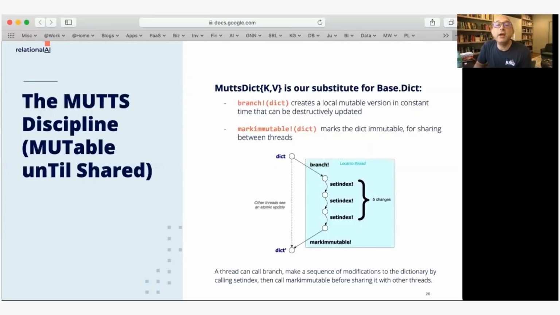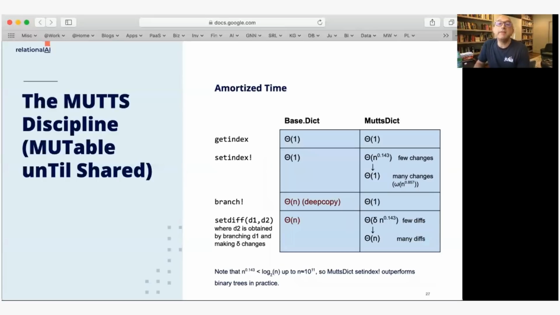In addition to the usual Dict interface, the MUTS dictionary provides branch and mark immutable methods. The branch method returns a mutable copy of the dictionary in constant time. A thread can call branch, make a sequence of modifications to the dictionary by calling setindex, then call mark immutable before sharing it with other threads. And making an efficient MUTS dictionary took some careful data structure design.